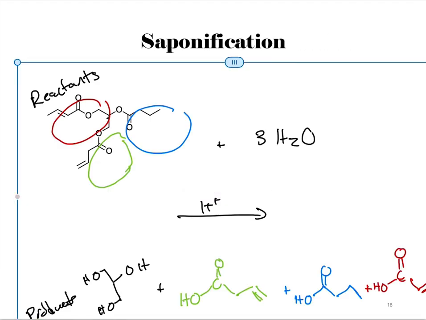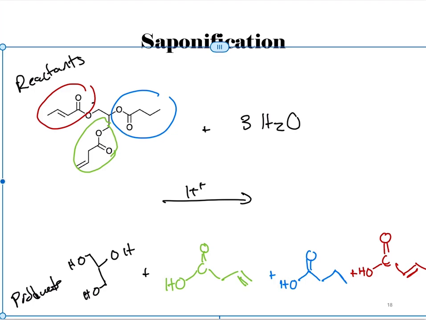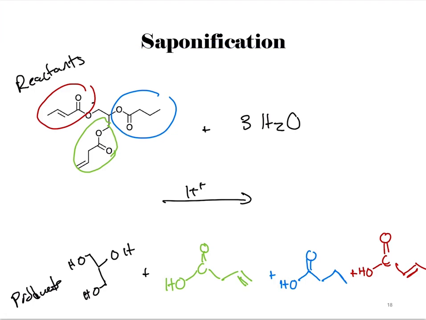Let's see if I can copy and paste all of this and get it to line up nicely. So it's the exact same thing, except instead of H+, what do we have catalyzing the reaction? OH-, right? And then we just erase all of the protons off of the carboxylic acid hydroxy group, and we just add a negative charge for each of them. All right, so that's the only difference between saponification and acid-catalyzed hydrolysis.